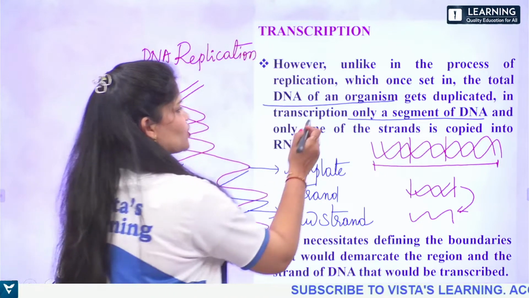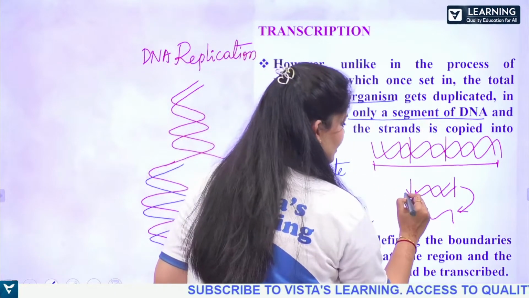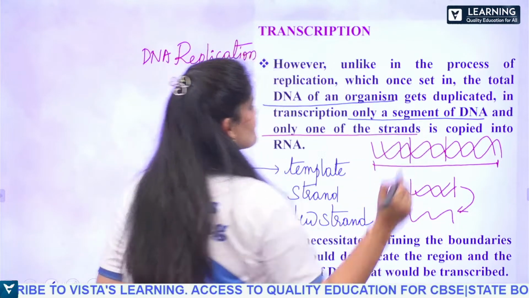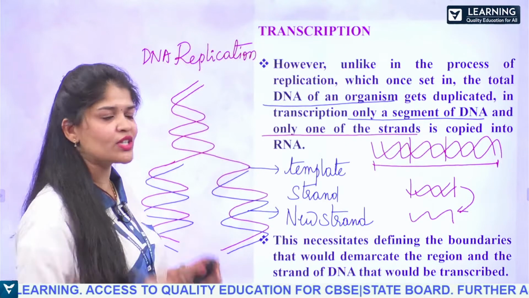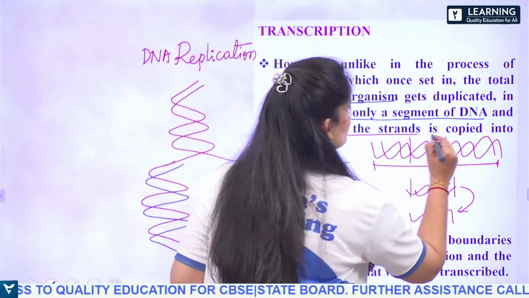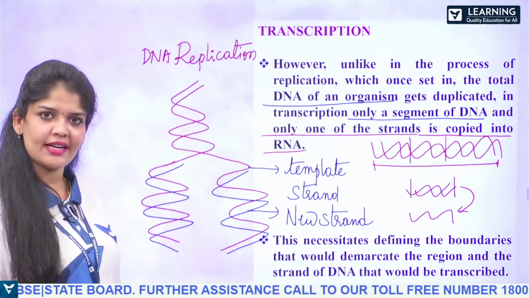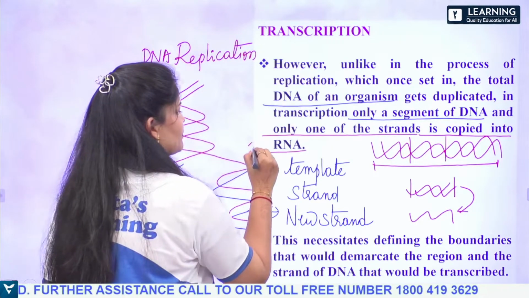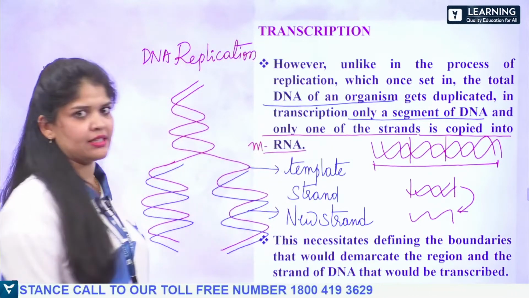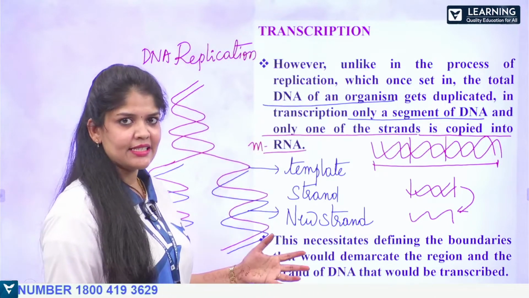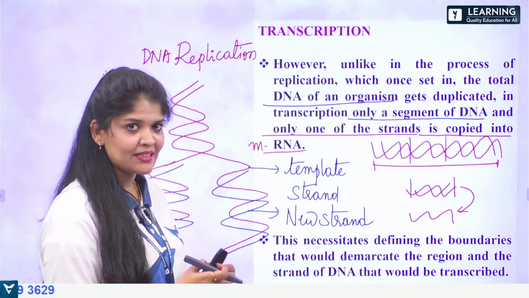But here in transcription, only a segment of DNA, and in that too, only one strand is going to be copied, transcribed into mRNA. Why are we calling it mRNA? Because it is used as a messenger. That is what mRNA means. So this necessitates that we decide the boundaries.